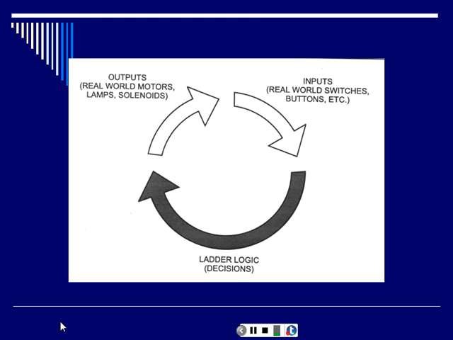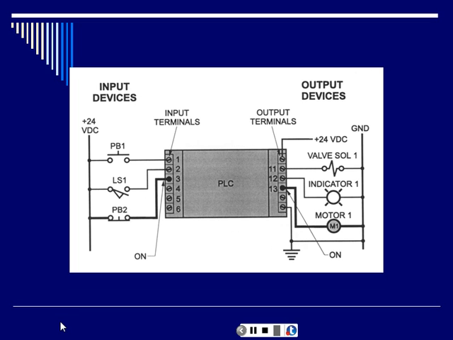All right, so this is another way of showing it. So here's your 24 volts if we're using a 24-volt system. All the hot side is connected to whatever switches you want to use, and it's connected to the PLC. All of my outputs, I got a solenoid, a light, and a motor, and they're all connected to my ground.